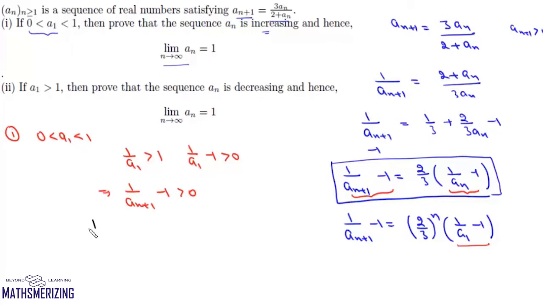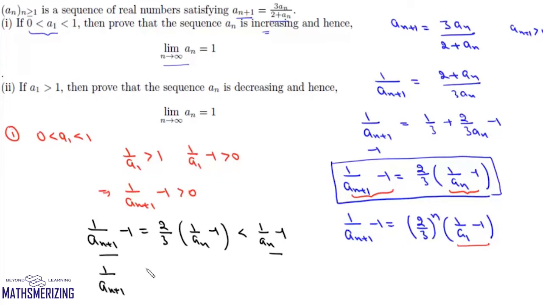So we'll start with this one. We are given that 1 upon a_{n+1} minus 1 is equal to 2/3 times (1 upon a_n minus 1). Now it will be less than 1 upon a_n minus 1. Now if we compare these two, we'll get 1 upon a_{n+1} will be less than 1 upon a_n, and since each term in the sequence is positive, we can say that a_{n+1} will be greater than a_n. That is, this sequence a_n is increasing. So we have proved that this sequence is an increasing sequence.